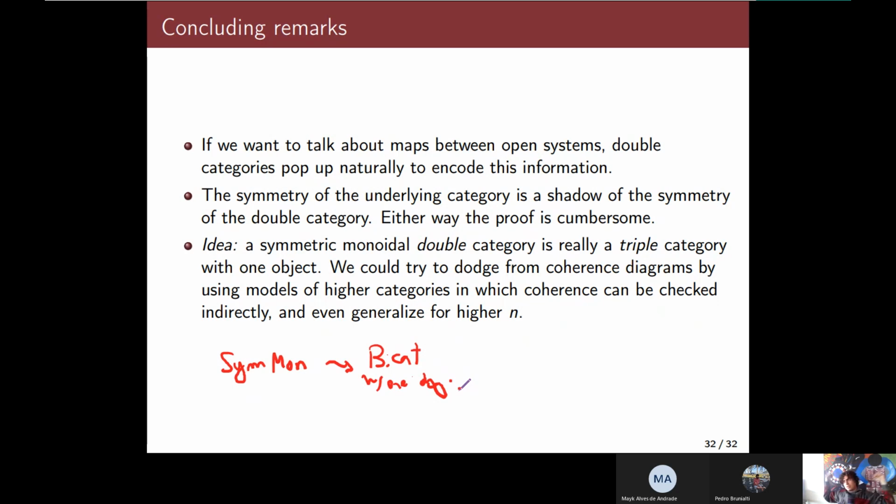If we use other models, there are other models. Simona has this other model where she can work with double, triple, and so forth categories, bicategories, tricategories, four-categories, and check coherence indirectly. And we're trying to see if we can apply this to structure cospans and perhaps go for higher ones. And that's it. Thank you.